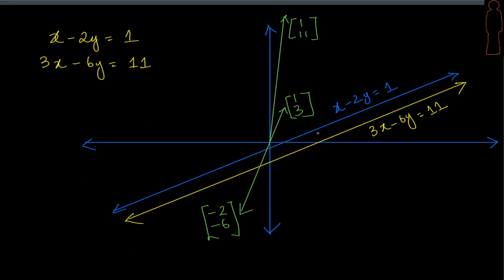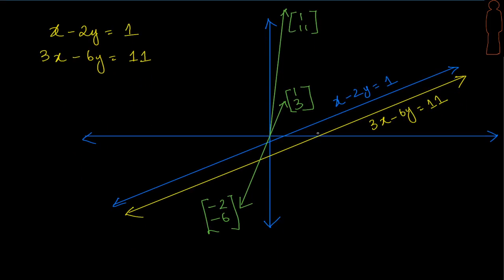Okay, so here are the equations. We have x minus 2y equal to 1 and 3x minus 6y equal to 11. Remember we tried and solved for this, and we found that the second equation actually changed to saying 0 equal to 8, right? Something like this it came. And we said this is not consistent, and therefore this does not have a solution.